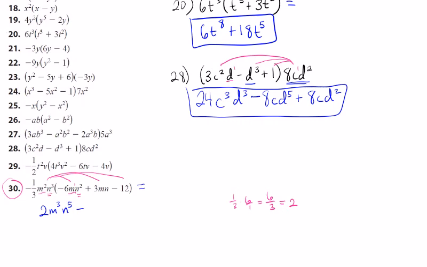So m squared multiplied by m is going to be m cubed. n cubed multiplied by n is going to be n to the 4th, right? Because remember, we're adding these invisible ones. All right, and then remember, there's also an invisible one in front that I left out. All right, and then the last one will multiply negative 1/3 m squared n cubed by negative 12.